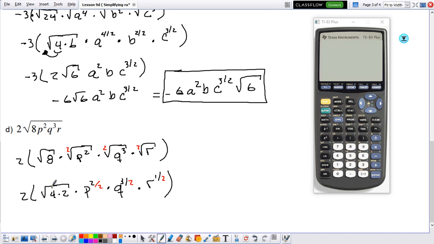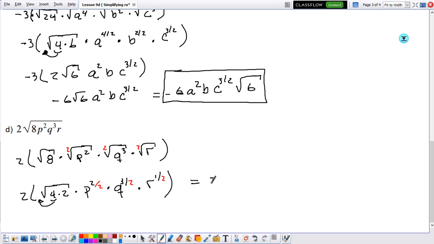Close the parentheses, and now we see, well, notice that in this first square root, the 4, you can take it out as a 2. So let's just finish our problem here. So now the 2 still remains outside. This 4 can go out. So now this becomes 2 square root of 2 times p to the 2 divided by 2, so that's p to the 1. Q to the 3 halves, you cannot simplify, so it remains as 3 halves. R to the 1 half. Excellent.